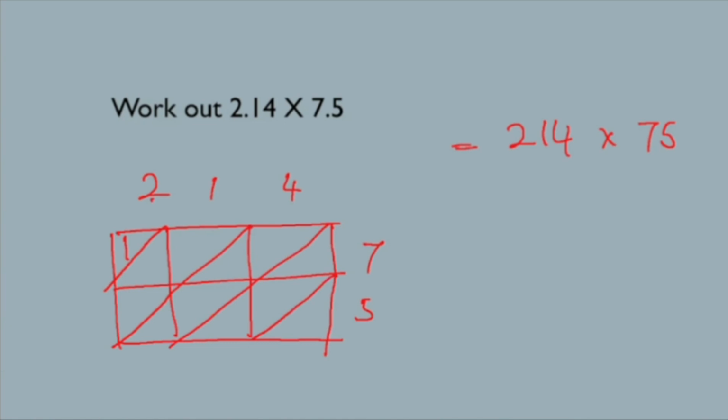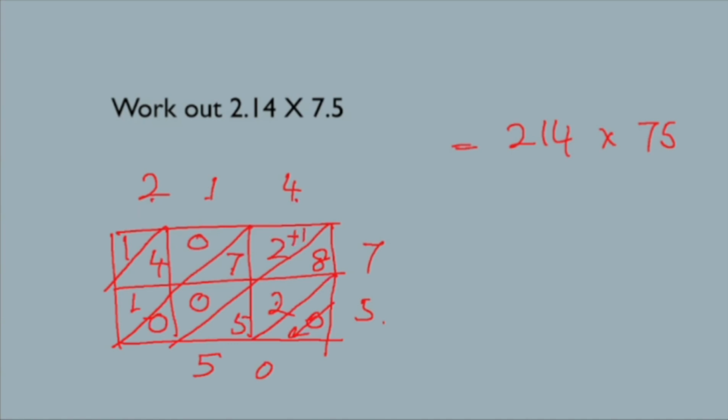5 into 4, 20. 5 into 1, 5. 5 into 2, 10. 7 into 4, 28. 7 into 1, 7. 7 into 2, 14. So here I'm getting 0. 8 plus 2, 10. 10 plus 5, 15. I'm keeping the 5 here and bringing the 1 to the other side.